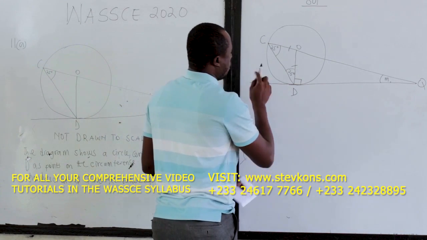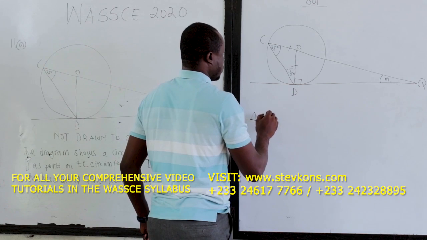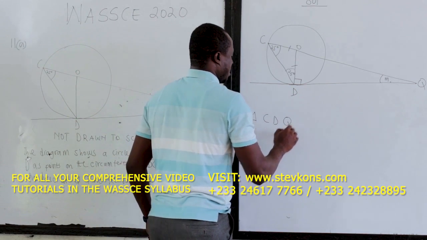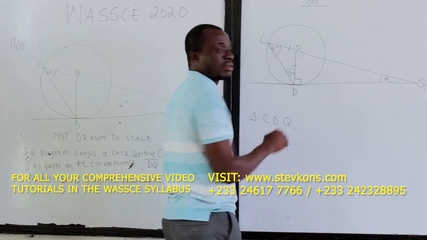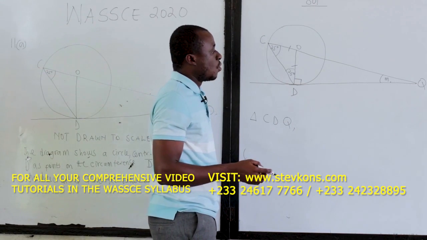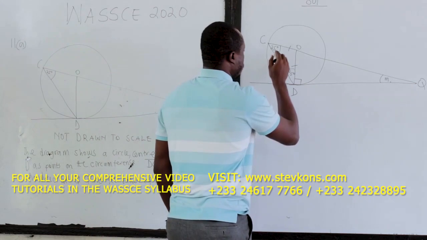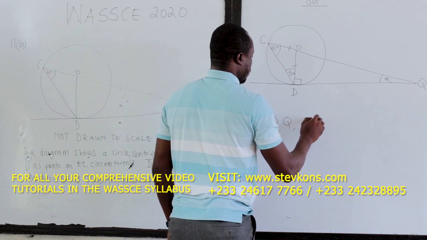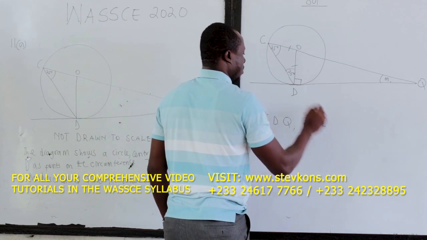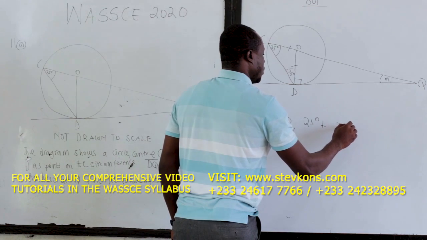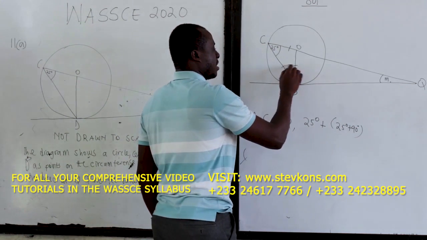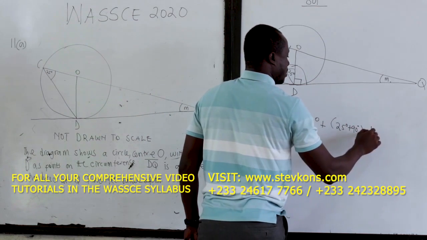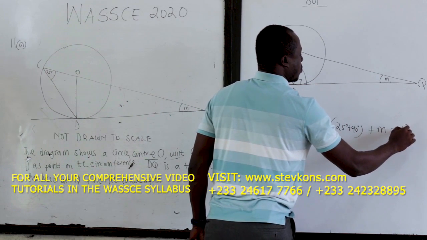Now, when you consider this triangle CDQ, what can we see? The sum of angles in it will be equal to what? 180 degrees. So the angle here, that is 25 degrees, plus the angle here, which is 25 degrees plus 90 degrees, that's the angle over here, plus M, this is equal to what?